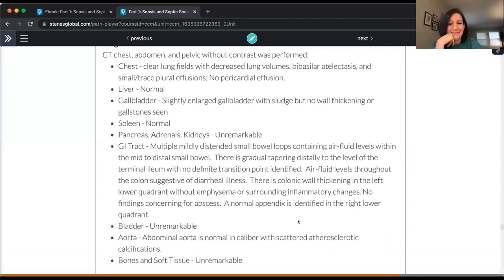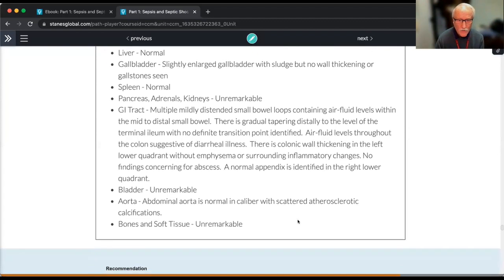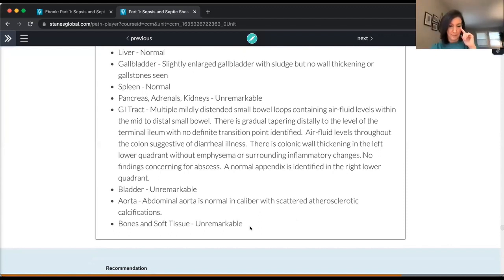So there's air fluid levels in his small bowel, some tapering. We don't see a transition point suggestive of some ischemic bowel perhaps, or an obstruction, a point of obstruction, but there's still a concern of that. So I think these findings are suggestive of perhaps some kind of intestinal inflammation, but he doesn't have appendicitis, and he doesn't have evidence of a perforation, which would be the more urgent things that would indicate surgery is needed.